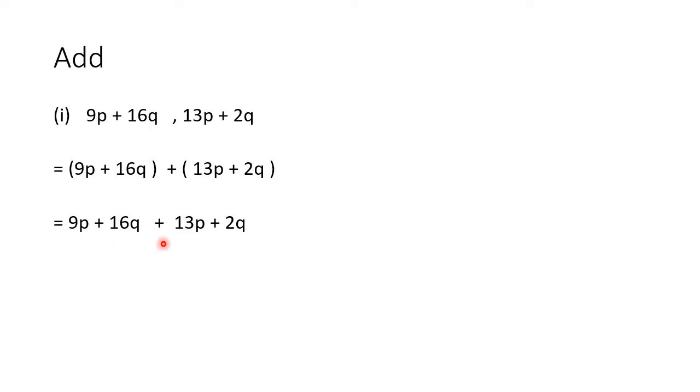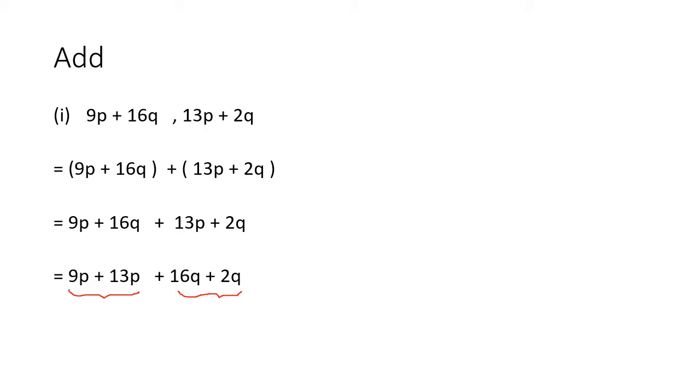Then if I check for the other one, do I have anything along with p? See, 9p and 13p. At both the places the alphabet is p and the power is also the same. So 9p and 13p are going to be our like terms, which we write down together, and 16q and 2q we write down together because they are the same term. Then afterwards we can add the like terms together. We can add this and we can add this. We cannot add p and q. We can add only p with p and only q with q.